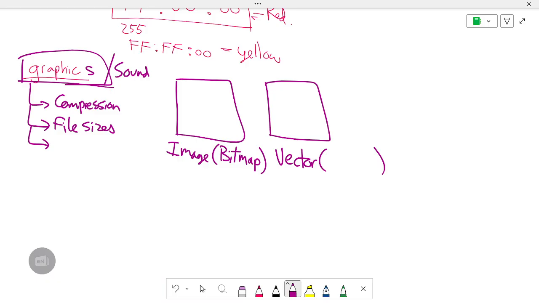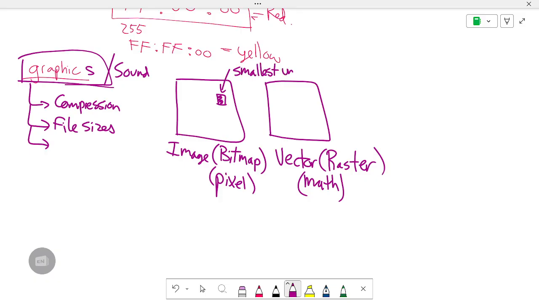No, the raster is the other one. So raster. I'm going to have to double check the spelling of the raster image, but it uses math. Okay, this one uses math. In bitmap, what does it use? Pixels. It uses pixels. And a pixel is the smallest unit of an image. Okay? So these are images, and you also have to be able to calculate file size.